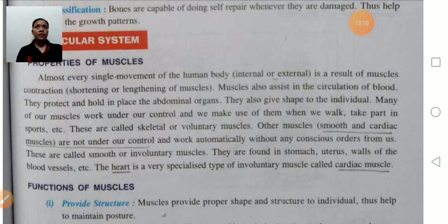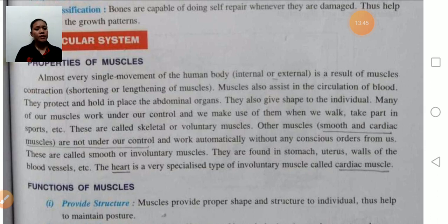Some muscles are under our control, and we use them while walking, running, doing sports activity, etc. These muscles are known as voluntary muscles. Those muscles over which we have control are the ones which work according to the will of the person.